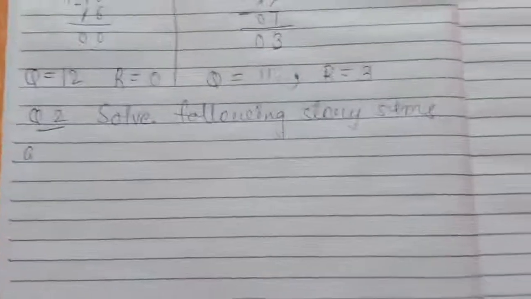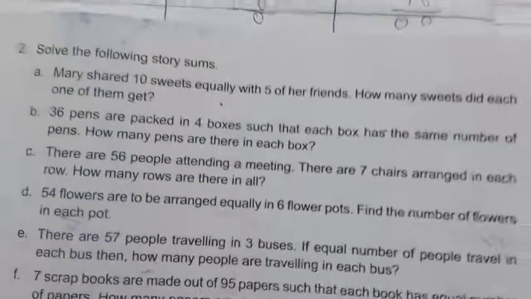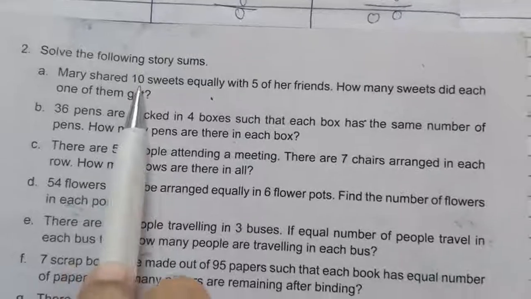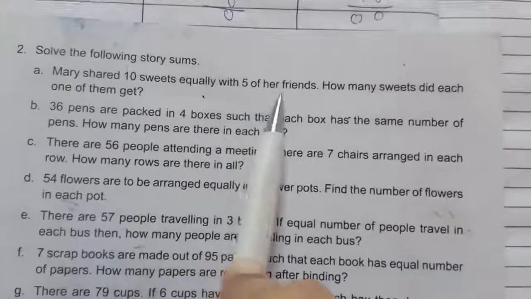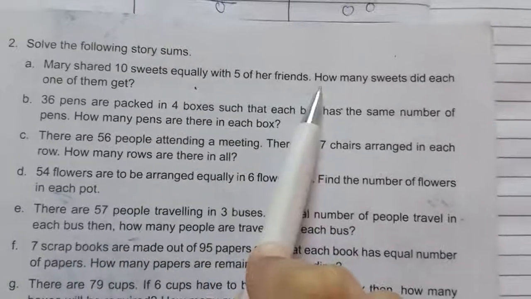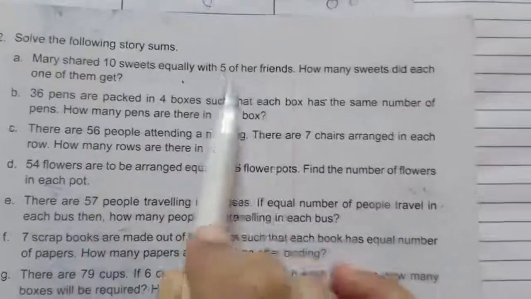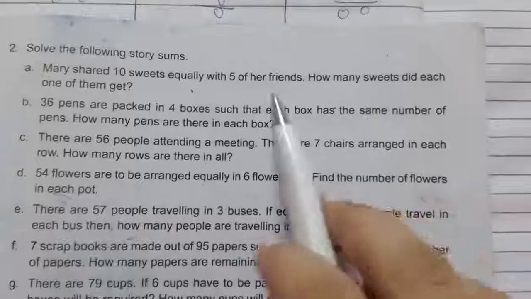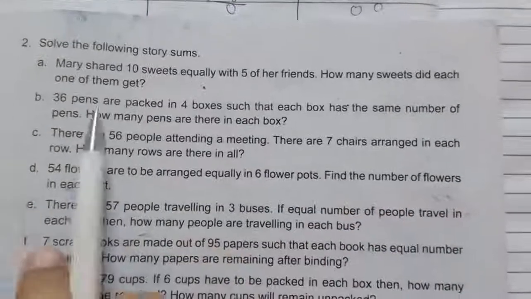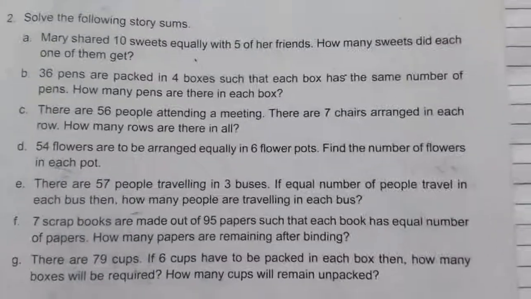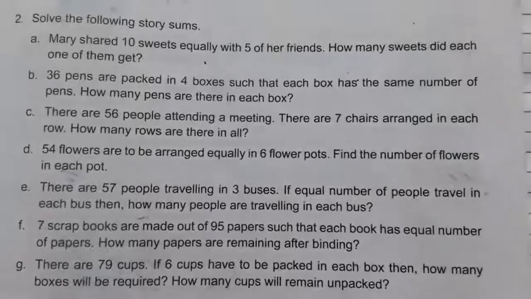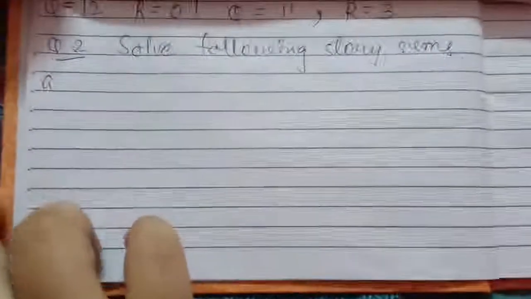Now question number 2. Solve the following story sum. Mary shared 10 sweets equally with 5 of her friends. मैरी ने क्या किया? 10 स्वीट्स थे उसके पास, उसने अपने 5 फ्रेंड्स में इक्वली शेयर किए. How many sweets did each one of them get? क्या पूछा है आपको कि एक के पास कितने आएंगे. So let's solve it as it's a story sum.